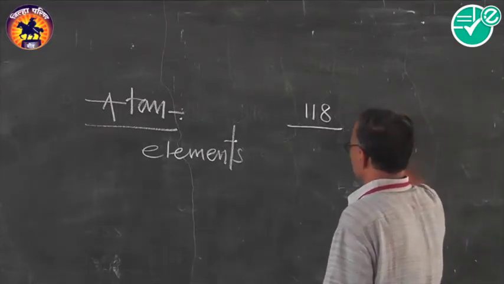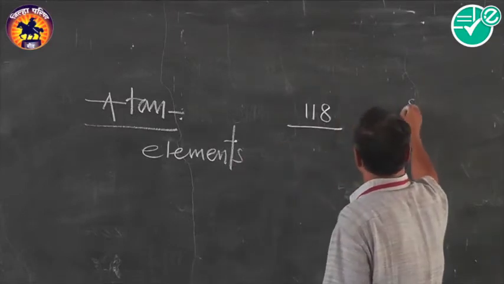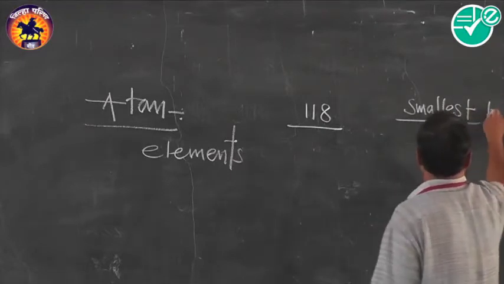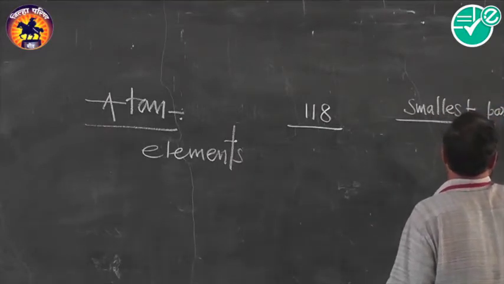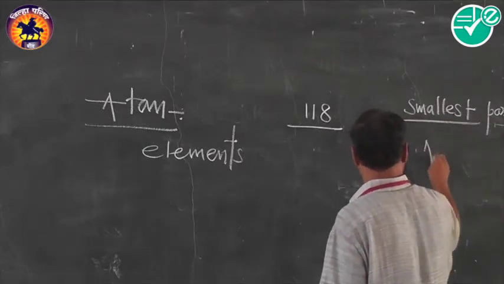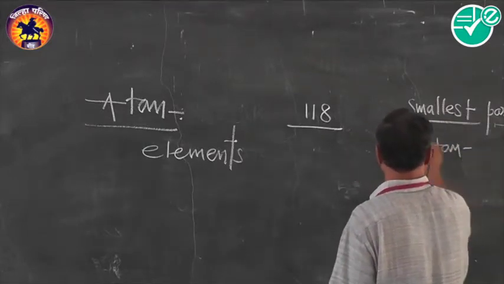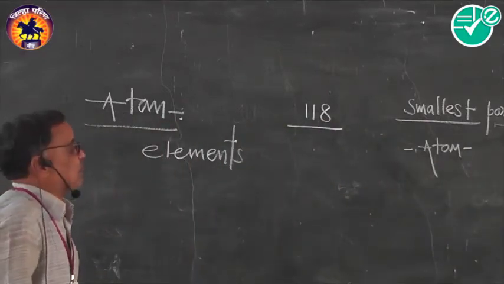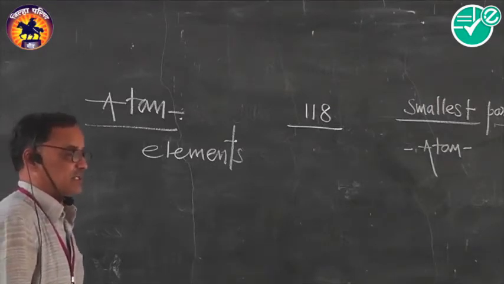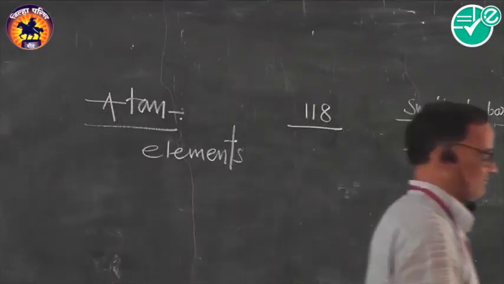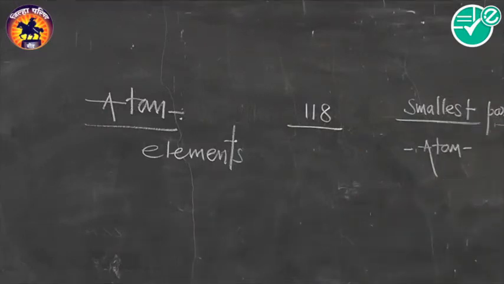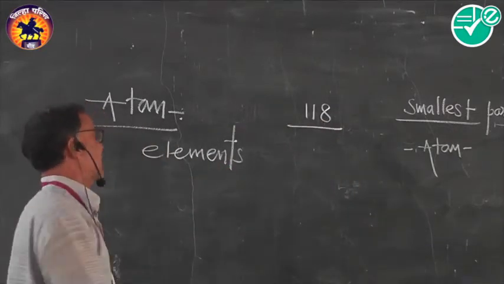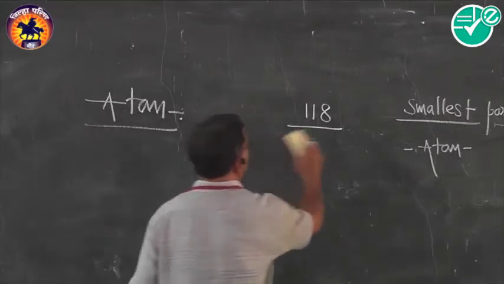So the smallest particle of an element is called an atom. Atom is the smallest particle of an element. This is the basic, simple definition of an atom. In simple words, the smallest particle of an element is called an atom. So this is the definition of atom.